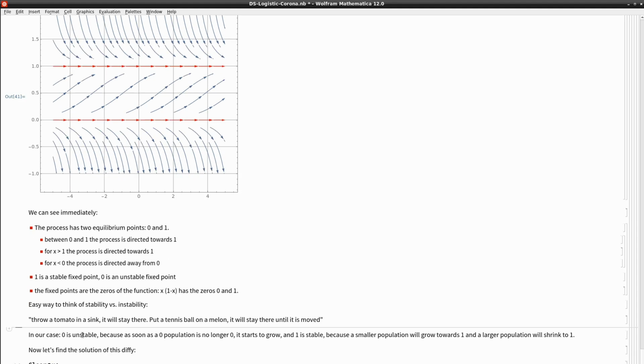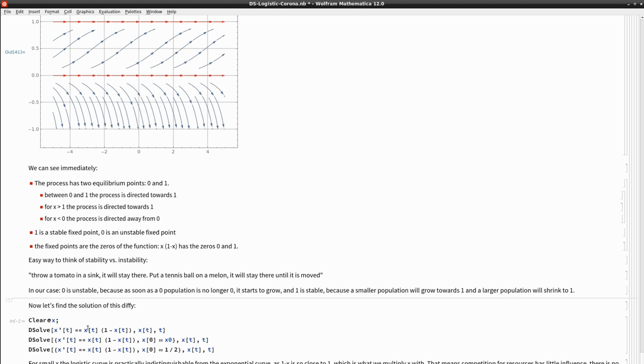So in our case, 0 is unstable because as soon as a 0 population is no longer 0, it starts to grow, and 1 is stable because a smaller population will grow towards 1 and a larger population will shrink to 1. That's what makes it stable.